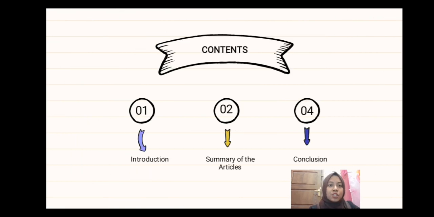So my presentation will be divided into three parts. The first one is introduction. The second is summary of the articles. I have 6 articles that will be presented here. And the third is conclusions.